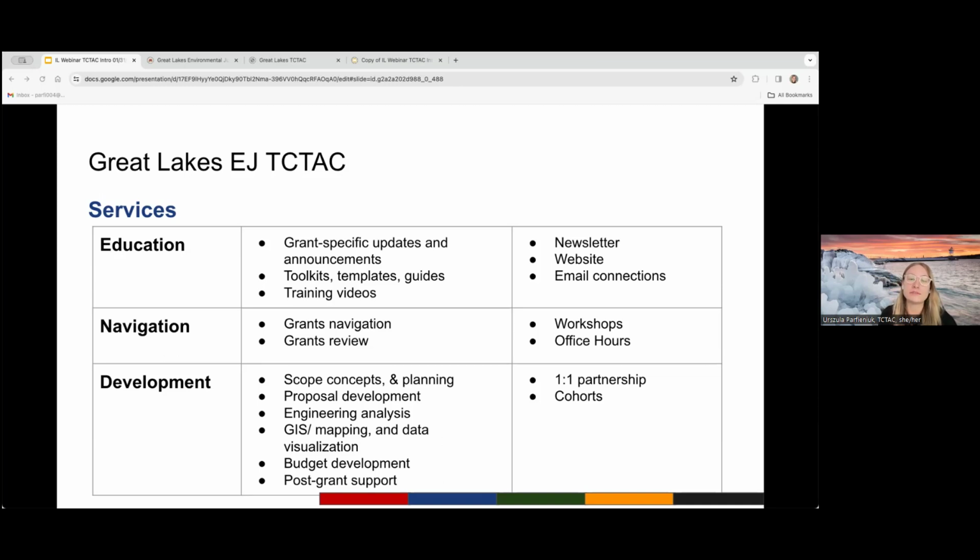And so really the purpose of the first two tiers is to create systems so that we can put time and energy into the last tier, development. So this involves services such as project planning for grant proposals, engineering support like a feasibility study or cost estimate for a grant proposal, geographic information system or GIS mapping support, as well as budget development and continuous one-on-one partnerships with communities, as well as post-award grant support, such as interpreting the kind of complex grant award letters, best practices for data collection and management, things like that.